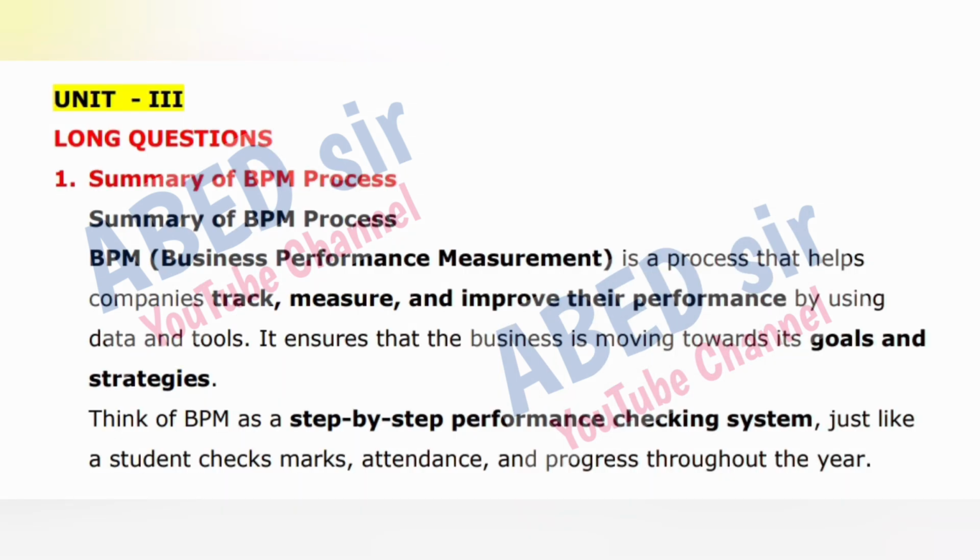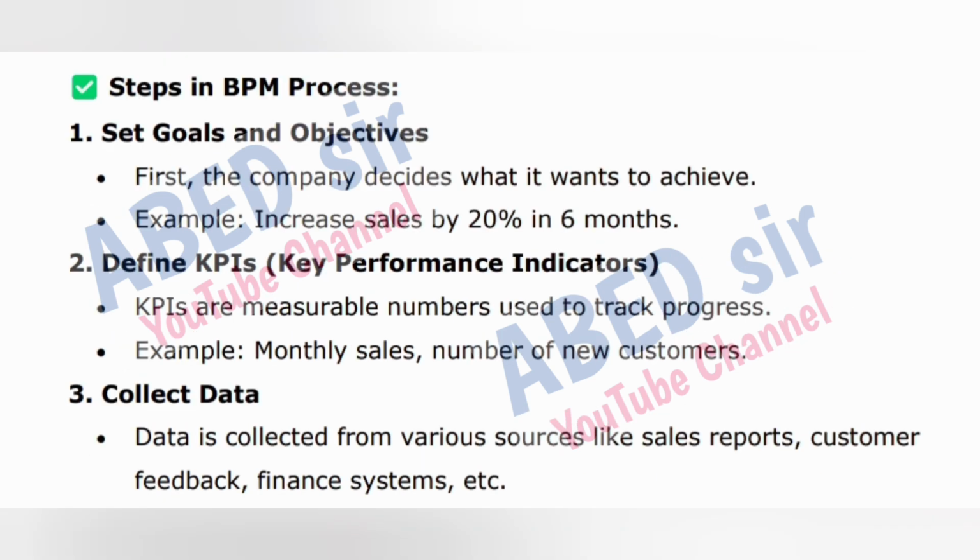First important long question is Summary of BPM process. BPM, Business Performance Measurement, is a process that helps companies track, measure, and improve their performance by using data and tools. It ensures that the business is moving towards its goals and strategies. Think of BPM as a step-by-step performance checking system, just like a student checks marks, attendance, and progress throughout the year. Steps in BPM process.